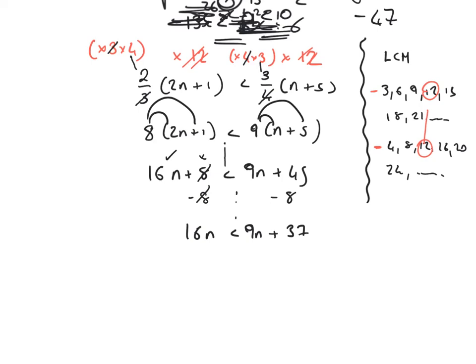Okay, letters to the left, numbers to the right. 16n is okay, but 9n is not, so I need to get rid of 9n from both sides. 16n take away 9n is 7n is less than, what we're left with on this side, 37. Now bring the 7 down, divide. 37 over 7 cannot be simplified.